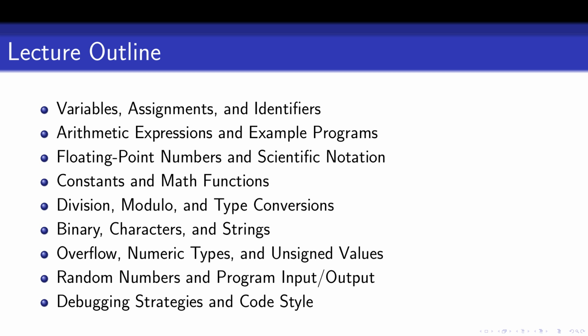We'll also cover division, modulo, and type conversions, then dive into binary representation, character data, and strings. You'll learn how to prevent integer overflow, when to use unsigned types, and how to generate random numbers. Next, we will look at program input and output using printf and scanf, and finish by discussing key debugging strategies and clean code style. If you're serious about mastering C, this outline is your roadmap. Finally, we'll wrap it all up with a summary and takeaways so you leave confident in these core concepts.